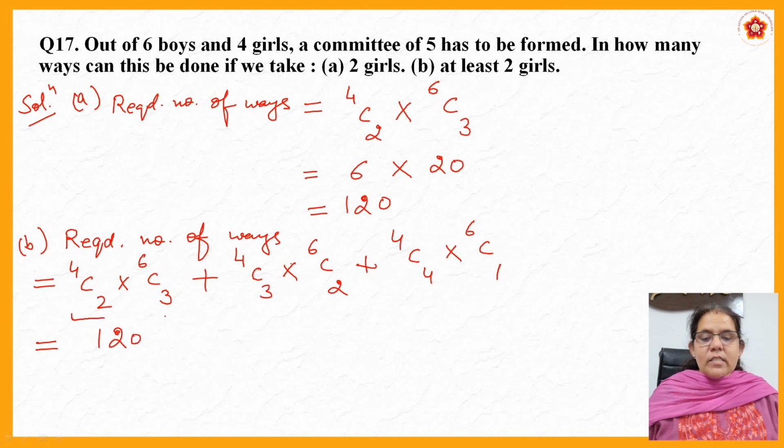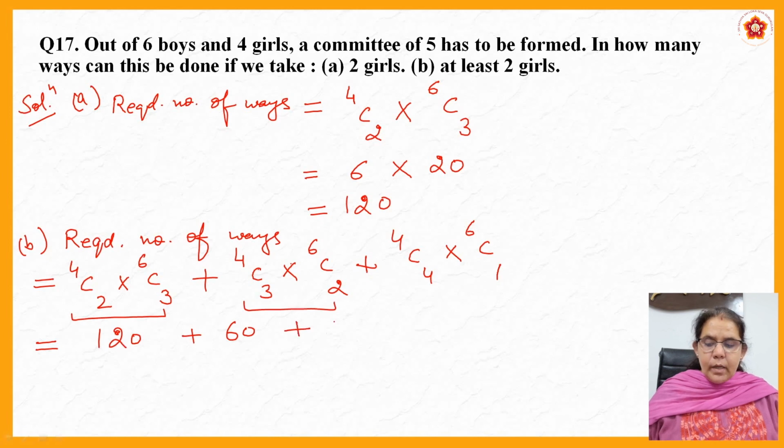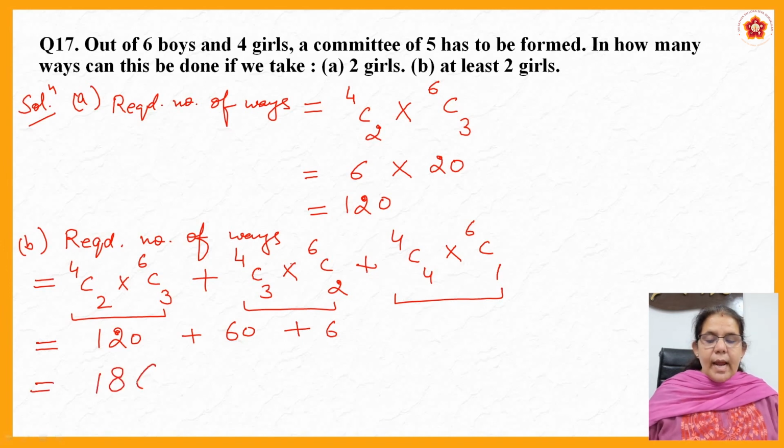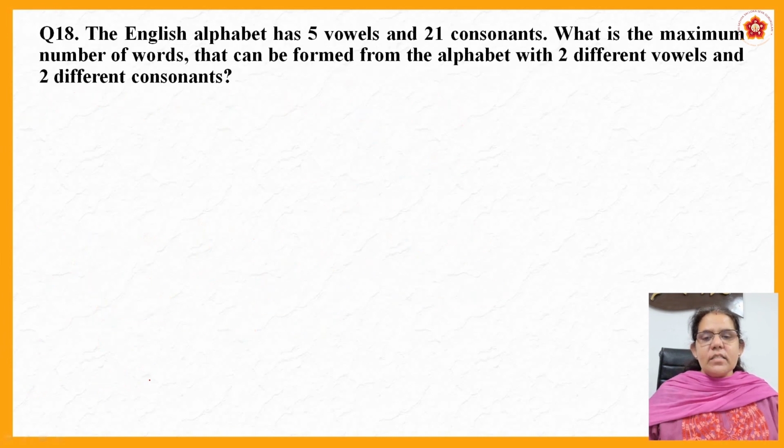Now solve this. This will come out to be 120. This one is 60, and this one is 6. Add them. So this answer that we are going to get is 186.